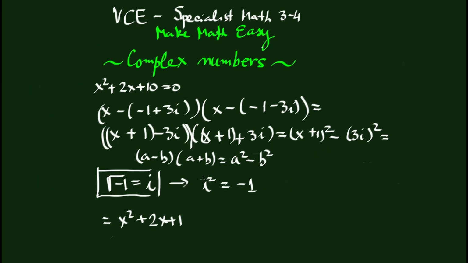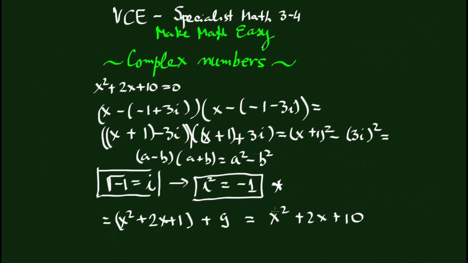That's another thing to remember. All these two you need to remember. They're important. So i squared is minus 1, so minus times minus is plus. 3 squared is 9. So what that becomes, x squared plus 2x plus 10, which is identical to what we started from.